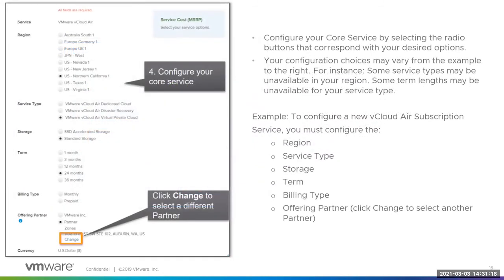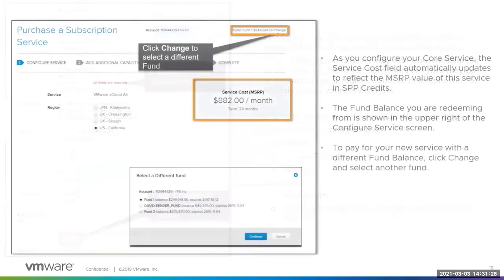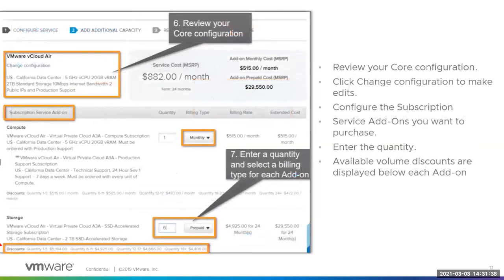Based on the service selected, a series of radio buttons are now available to configure. After you've made your selections, the service cost displays in the upper right corner of the screen. Select the Continue button in the bottom corner of this page. The Select Services page is displayed. Scroll down through the list of available subscription services and add-ons and make any appropriate selections by entering a number in the quantity field. Click the Continue button when all selections have been made.